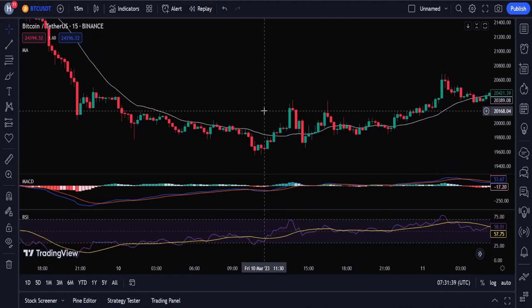Now that our chart is set and we know how we will read these indicators, let's go through the rules for entering a trade through this strategy.